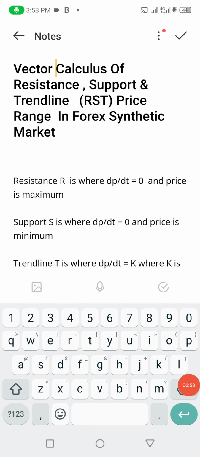Now, remember, let's go back to the topic again. The topic had been changed a little bit to vector calculus of resistance, support, and trend line. The essence of adding vector there is so that we don't just study the rate of change, we also consider the direction. So we use the properties of rate of change, the information from the rate of changes, the critical points, and then we use that information to predict the direction of the market.